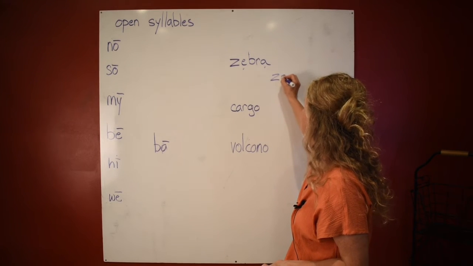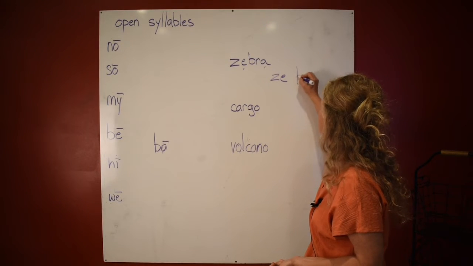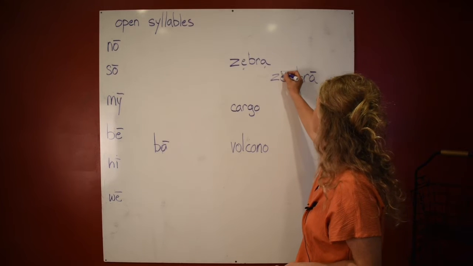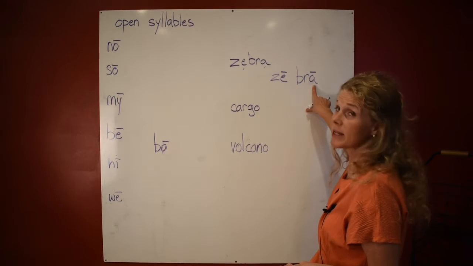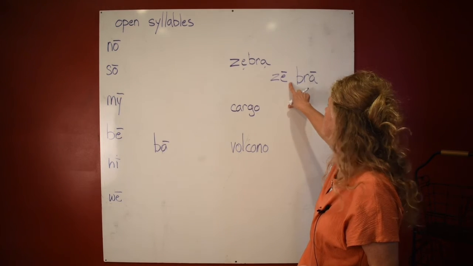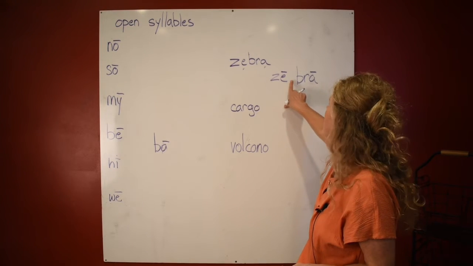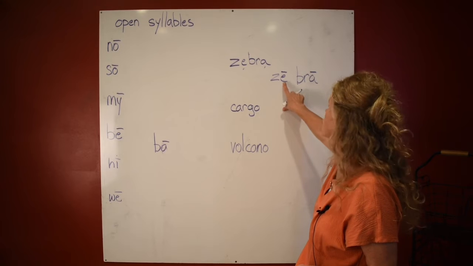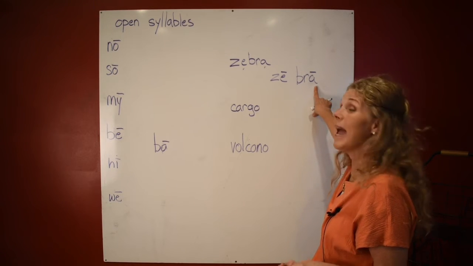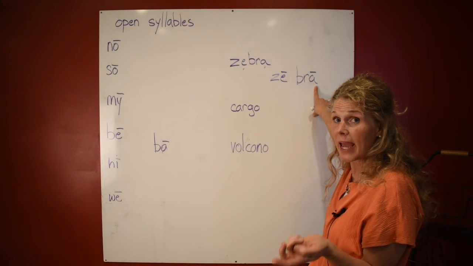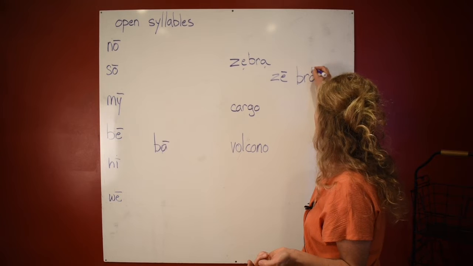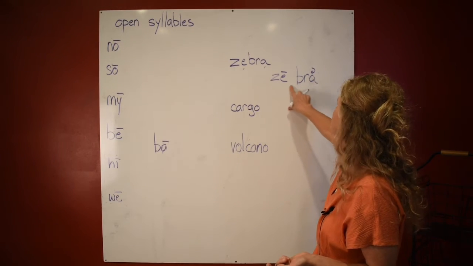So we have Z and then B-R-A. See how that one is open, and that is an open syllable? So we know that this is going to say Z because it's open, and open syllables force your vowel to be long. But A's are a little bit trickier. A's at the end say schwa. So this is actually schwa. It's not long. So this says zebra.